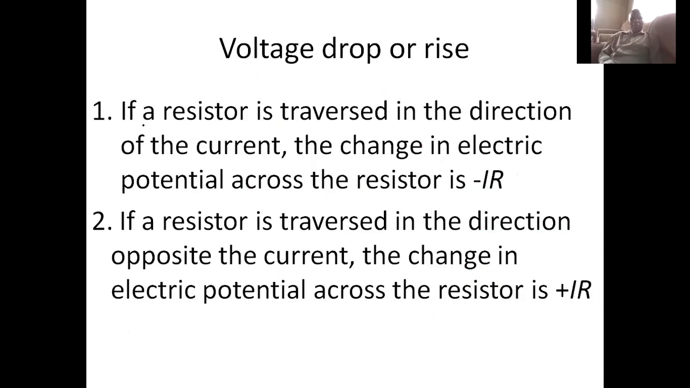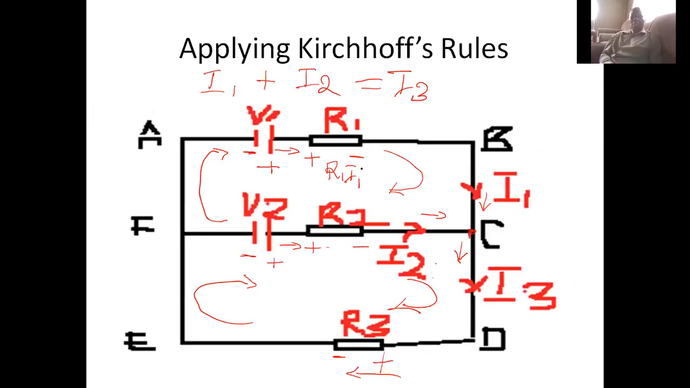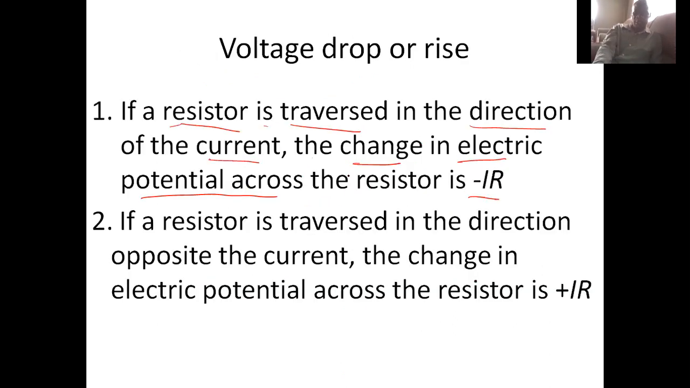If a resistor is traversed in the direction of the current, the electric potential across the resistor will be negative. What it means is that, for example, let's consider loop one. Remember, I said loop number one is A, B, C, F.